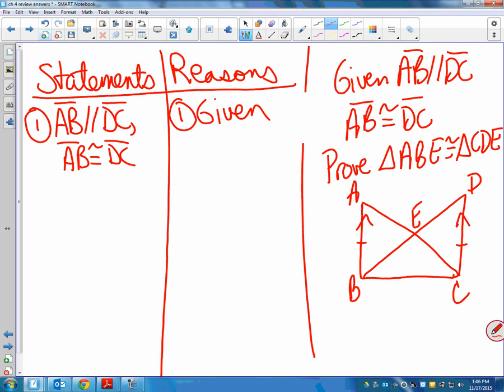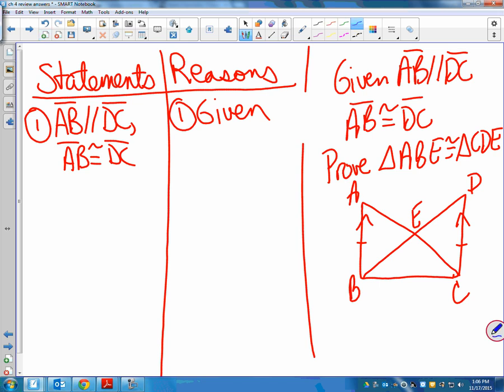What do you think? Do you know a side or an angle? What does it give me in the given? What do they tell me? Parallel. What did I tell you? If they give you parallel lines, what are you going to have to use? Yeah, there's going to be an alternate interior angle somewhere. You just got to match it up. You got to find it.